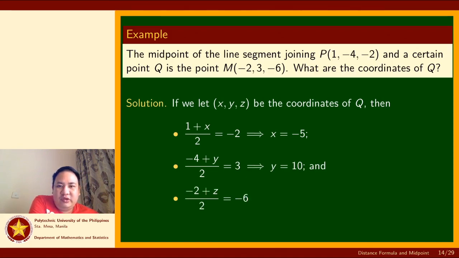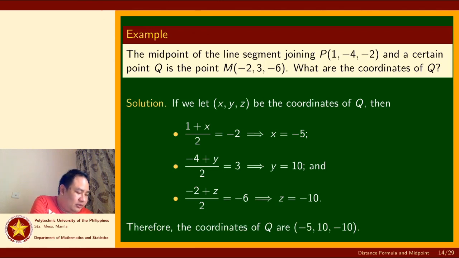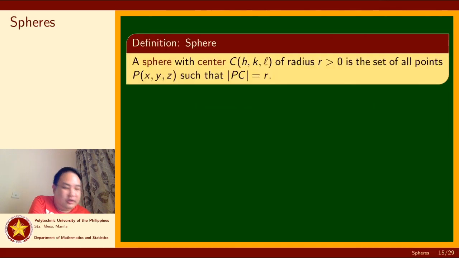Finally, we know that negative 2 plus z divided by 2 is negative 6. Solving for the value of z, we should have negative 10. Therefore, the coordinates of the endpoint Q must be negative 5, 10, and negative 10.